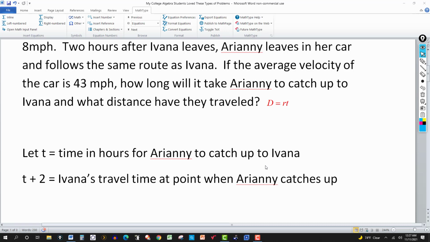So remember, Ivana takes off first. So at the time that Ariane catches up to Ivana, she's going t hours. But remember, Ivana had a 2 hour head start. So she's going to have the same time as Ariane plus 2. So t plus 2 equals Ivana's travel time at point when Ariane catches up. Okay, so that's the way we start off. And now we're going to look for two quantities that involve the variable. And we want these two quantities to be equal.